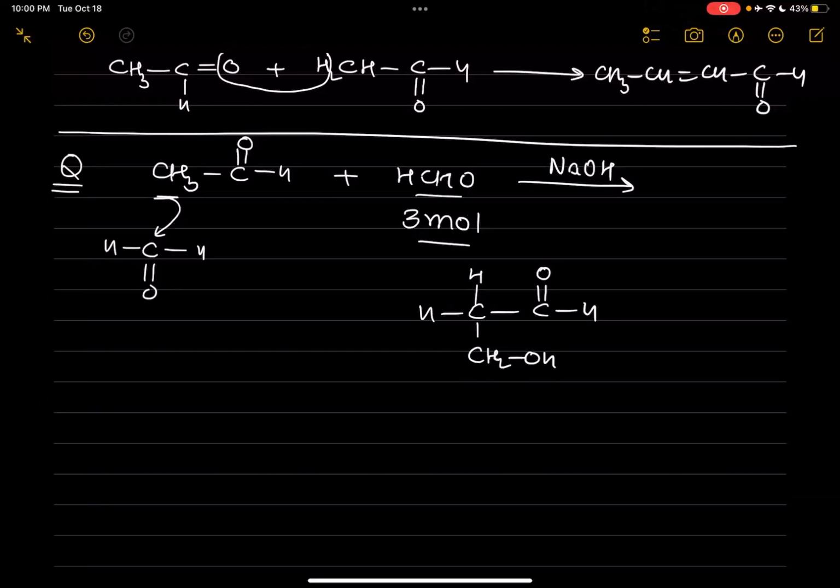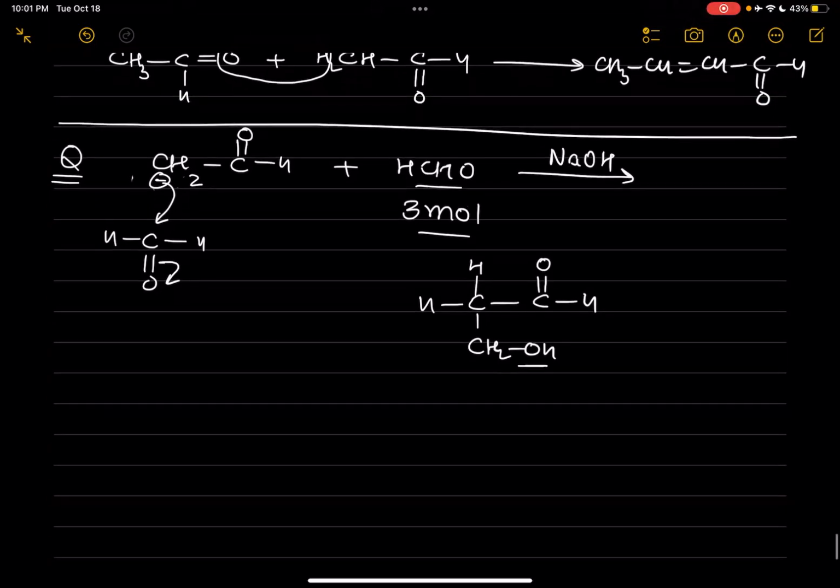Sir, can you say again how this happens? This alpha hydrogen will be removed. Minus will come and join on the CO, right? Clear? O minus will form and it will change to OH, right? But this is going to happen 3 times total.